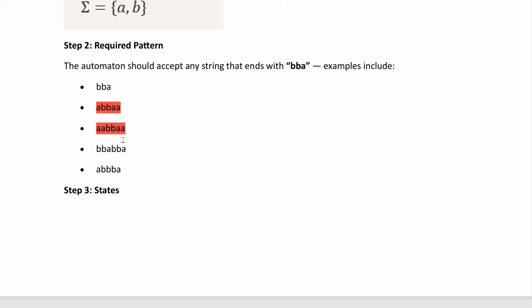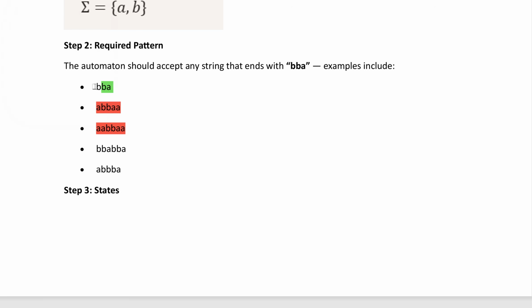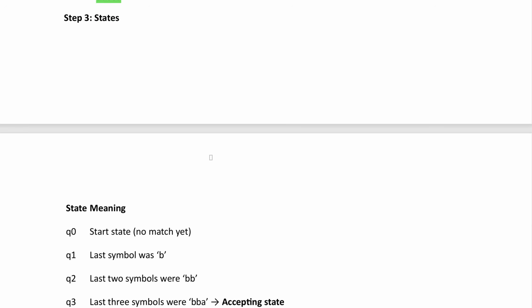This is also not correct, right? So this is also ending with BBA. This is also ending with BBA. So let me take the green to identify those strings that are ending correctly with BBA. So this is also ending with BBA. This is also ending with BBA. Now, based on this set of patterns of strings, you have to draw the transition diagram, right?